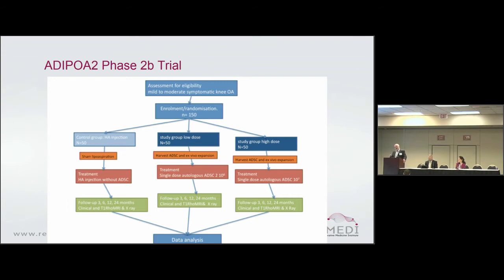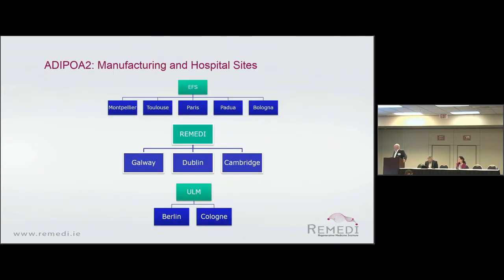It consists of essentially 3 cohorts of patients, a total of 150, 50 receiving a placebo, 50 receiving a low dose of 2 million cells in a single injection, and 50 receiving a higher dose of 10 million cells in the single injection. And the study is multi-center, so it takes place in 10 hospital sites in 6 different European countries. And in terms of the logistics of all of this, there are 3 manufacturing centers. One is in France, one is in Ireland, and one is in Germany. And so the patient tissue is sent to one of these three facilities. The cells are extracted, and when they're ready, they go back to the clinical site.